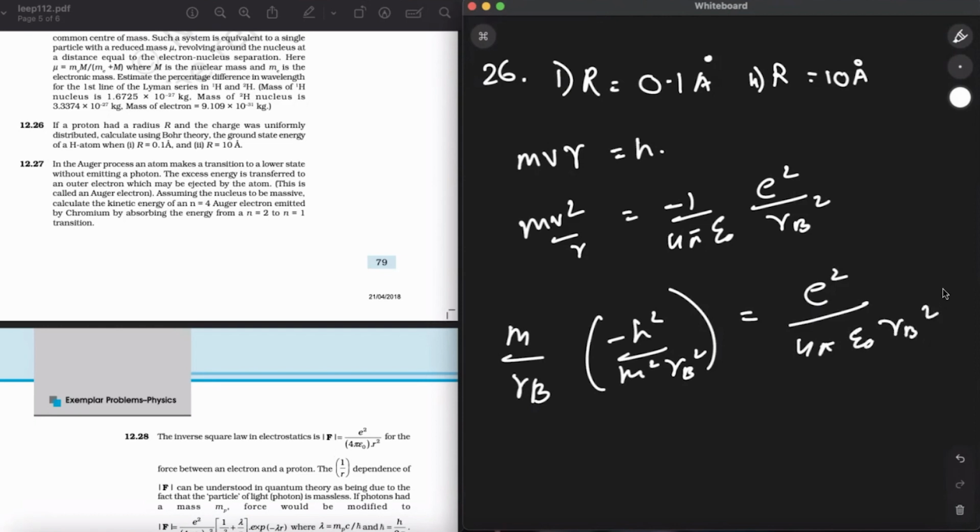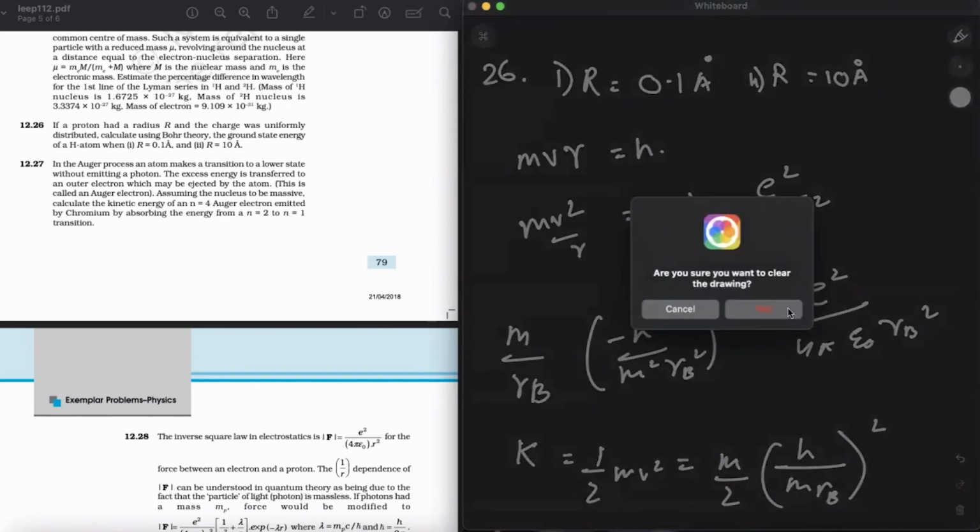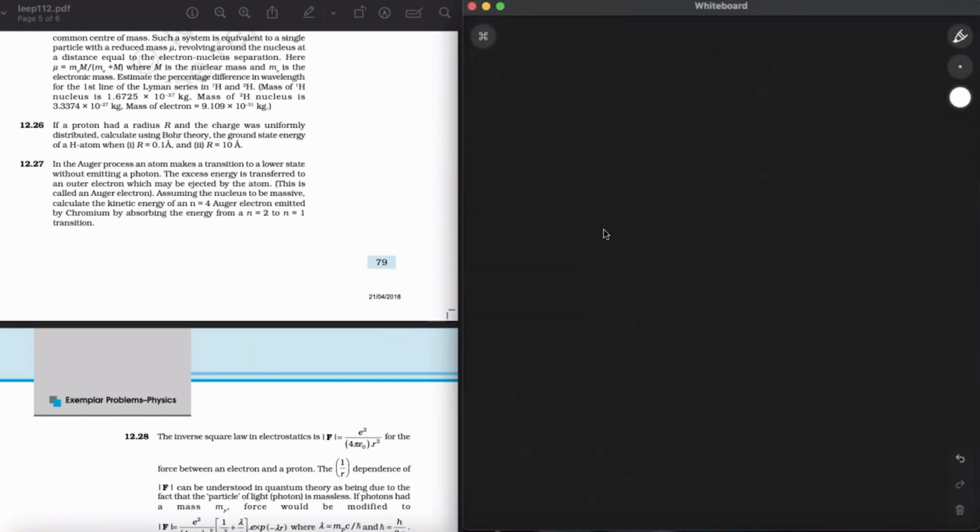So the kinetic energy K can be written as half mv squared, which will be m by 2 times h upon m rb, whole squared. So v can be written as h upon m rb. You already know this, that h squared upon 2 m rb squared is equal to 13.6 electron volt.